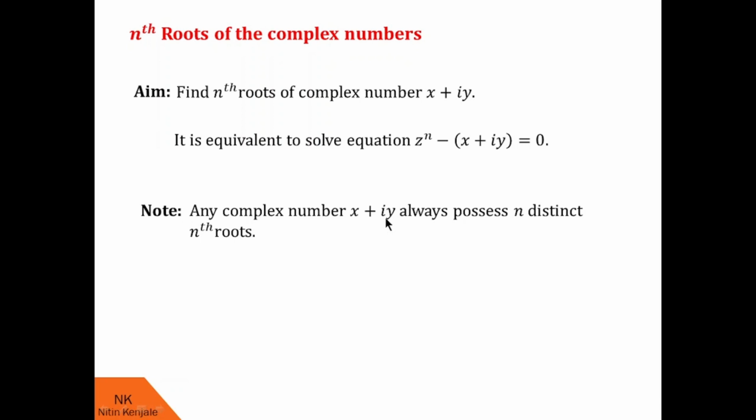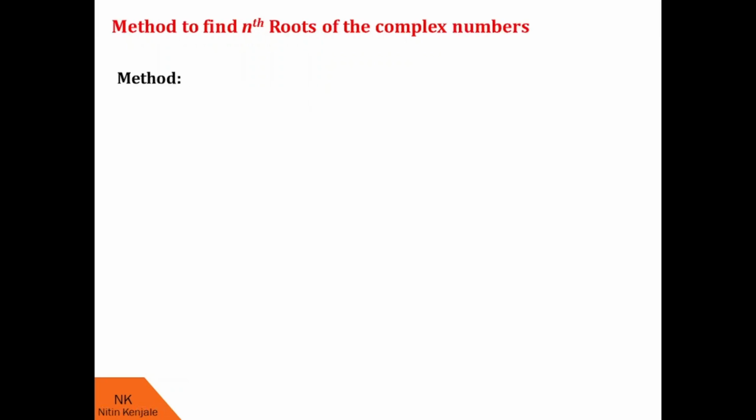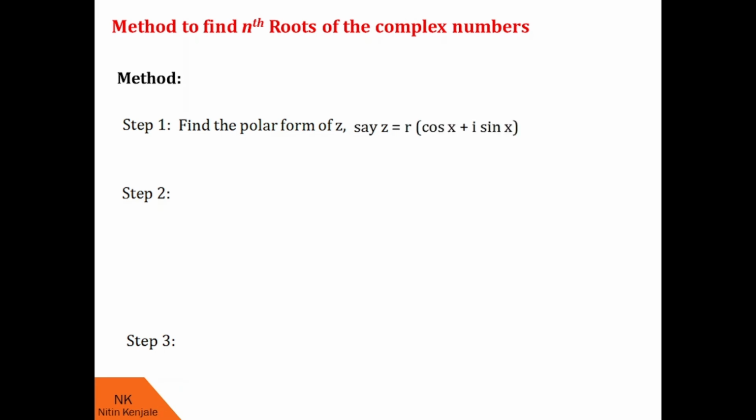Now let us see the method to find nth roots of complex numbers. This method consists of 3 steps. In step 1, we will find the polar form of the complex number z. Say it is r into (cos x plus i sin x). Then the nth root of z, that is z raised to 1 by n, will be equal to r raised to 1 by n into (cos x plus i sin x) whole raised to 1 by n.